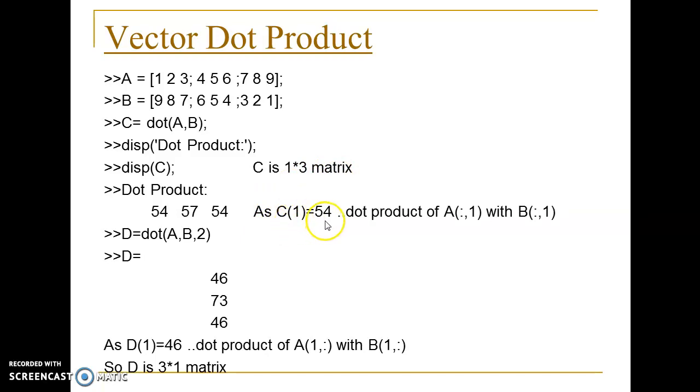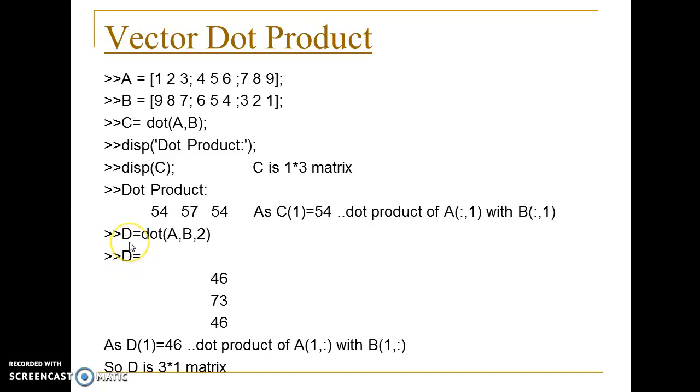C(1) is 54, as the dot product of A(:,1) with B(:,1). So that means it is 9 into 1, 9, 6 into 4, 24, 3 into 7, 21. So the answer is 9 plus 24 plus 21. So the answer is 54.